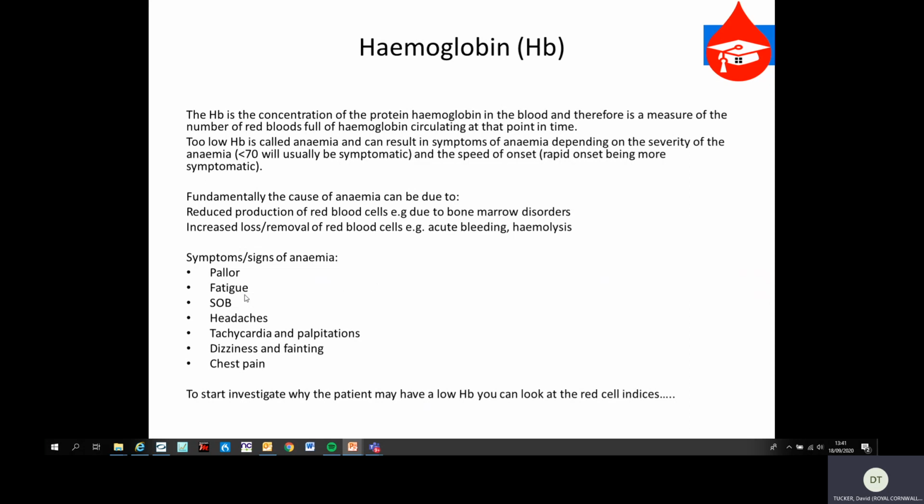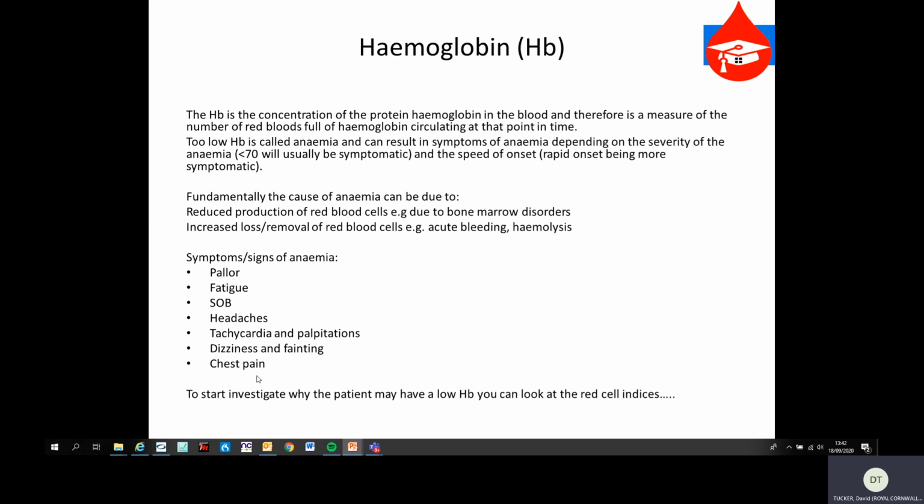And the symptoms of anemia, well, we know paleness, pallor, tiredness, shortness of breath. Patients often complain they can't go upstairs as well as they could, or they can't go up hills. Headaches, palpitations and fast heart rates as the blood is forced around the body more quickly in order to compensate for a reduced number of red cells, and also dizziness and fainting, as that can be a sign of anemia.